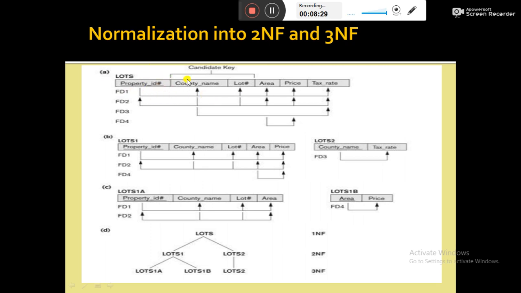Actually, that particular relation or table stores information related to land. Specifically, the relation contains the following attributes: property ID, county name, lot number, area, price, tax rate. Now, what is the significance of each attribute? Here, property ID number is underlined, which means this is the primary key of the relation LOTS.